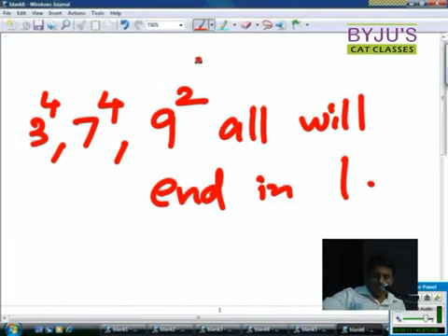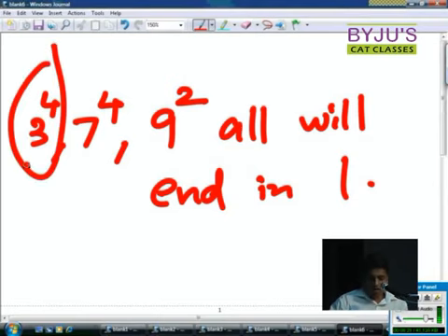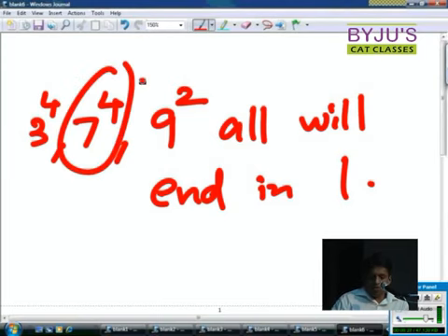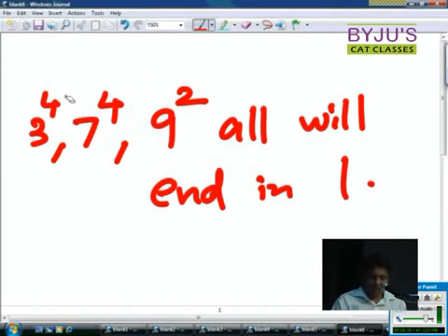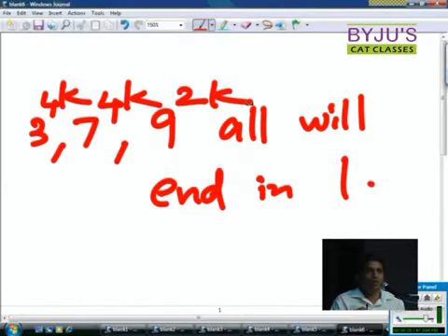So once you have a number ending in 1, we have a direct answer, right? We just discussed it. That same thing, but you need to convert the number into a number ending in 1 by writing that number as 3 raised to 4, 7 raised to 4 or 9 square. It's like this, 3 raised to 4k or 7 raised to 4k or 9 raised to 2k. That's what you will use.